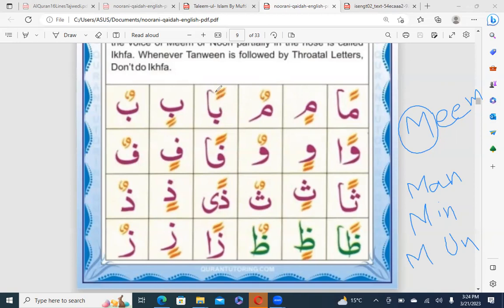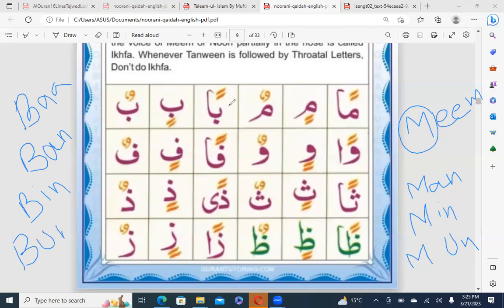Next letter is the ba. So the spelling of the ba, baa, and the sound of two fatha is an. So we will pick the first letter of the alphabet, b. So ban, ba two fatha ban, ba two kasra bin, and ba two zamma bun. Ban, bin, bun.